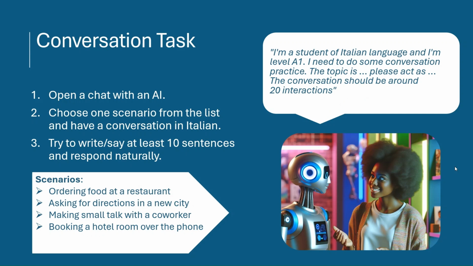The topic is blah, blah, blah. Please act as... So, of course, if it's ordering food, please act as a waiter. The conversation should be around 20 interactions. So ChatGPT knows that roughly you're going to talk for that amount of time.